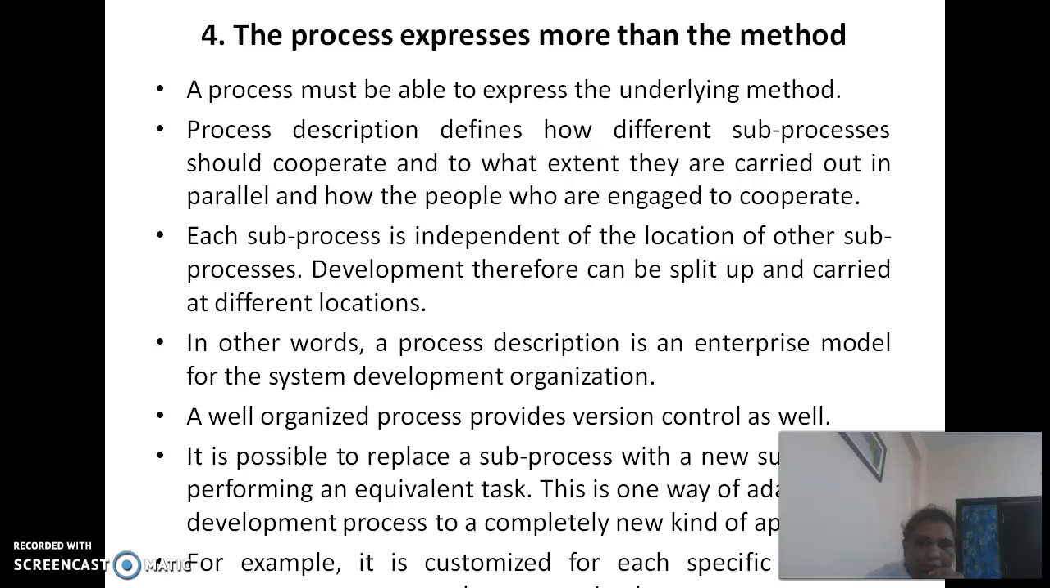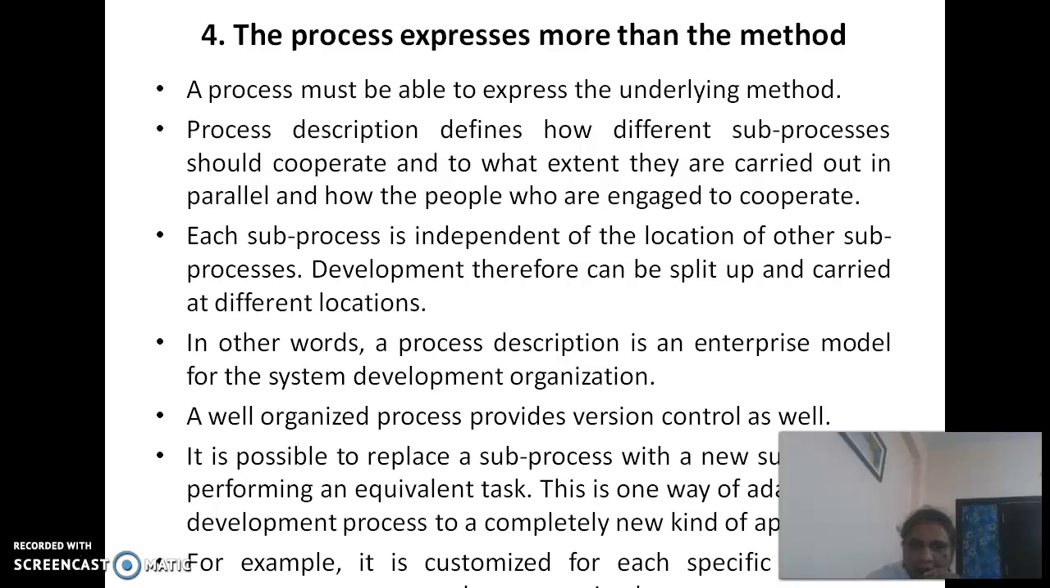As we have seen in the earlier classes, it first started with architecture, and then a method was described, and then to industrialize the method, a process was created, and then the process had led to the data. So coming to the process, a process must be able to express the underlying method. The process description defines how different sub-processes should cooperate and to what extent they are carried out in parallel, and how the people who are engaged are to cooperate.